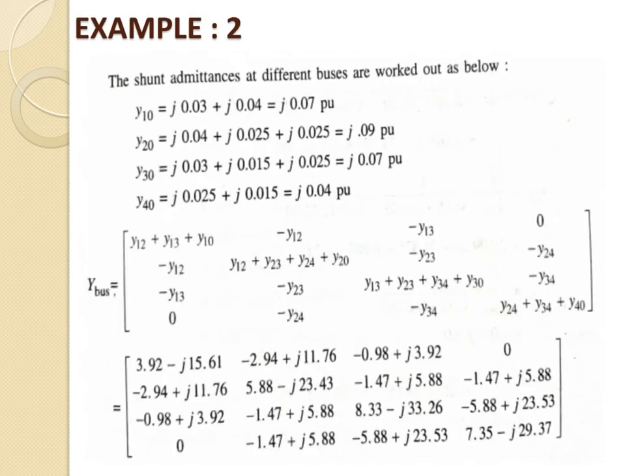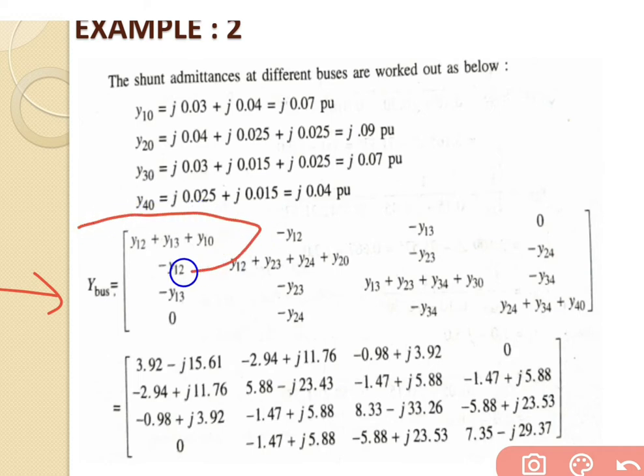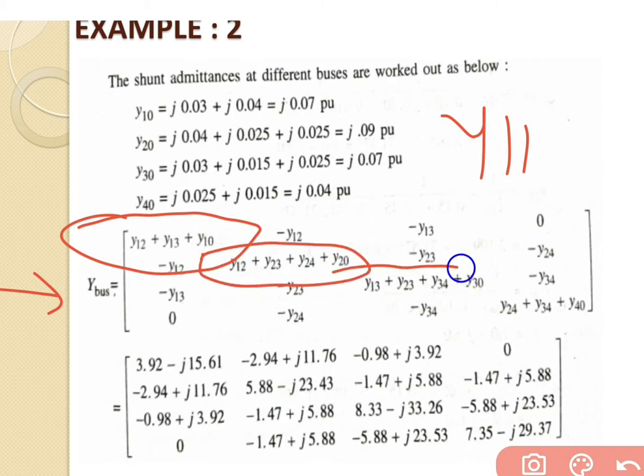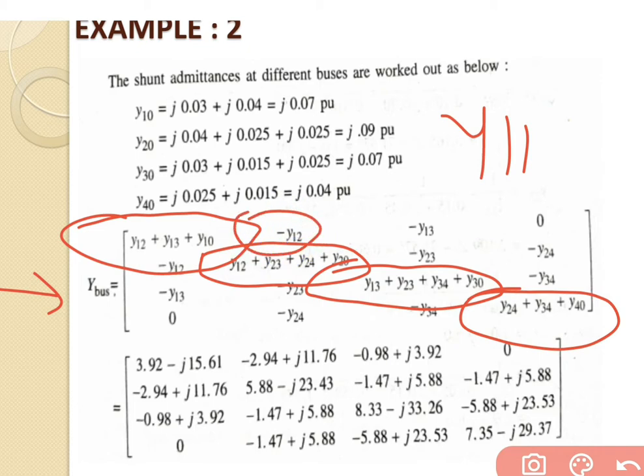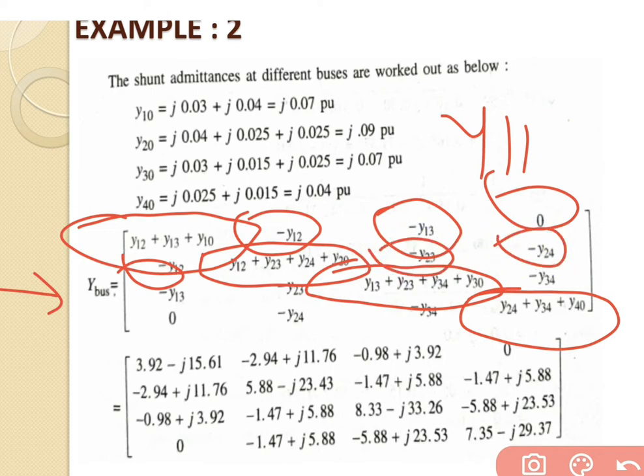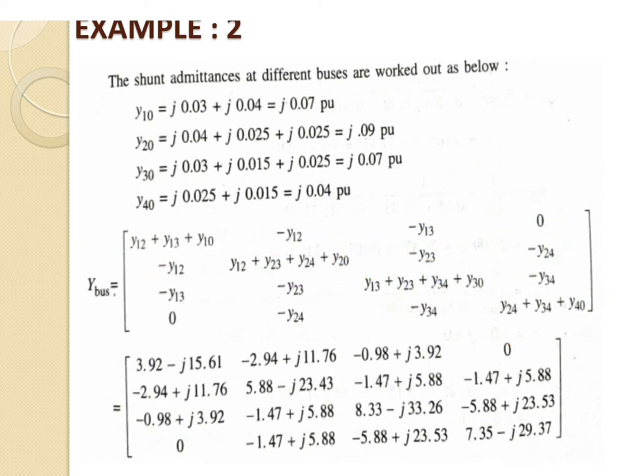So what is the actual matrix for the Ybus? Ybus is equal to, first term y11, second y22, third y33, and fourth y44. Here the other terms are y12, y13, y14, y21, y22, y23, and y34. Likewise, the whole set of buses is considered as the admittance bus.